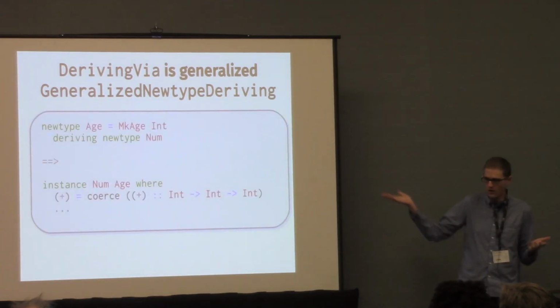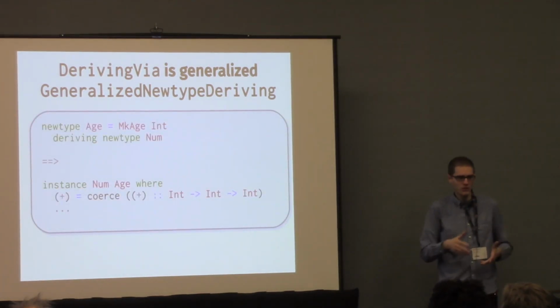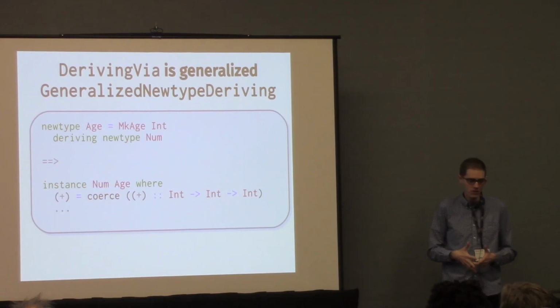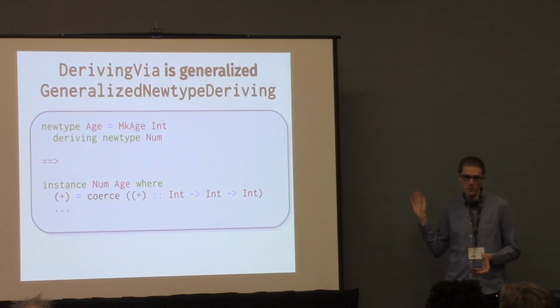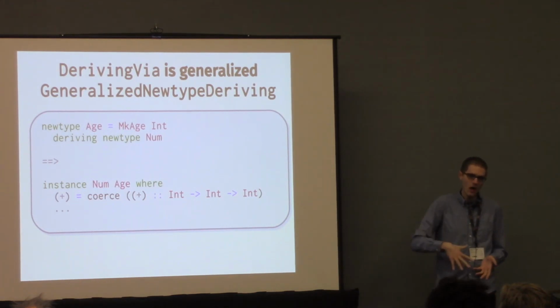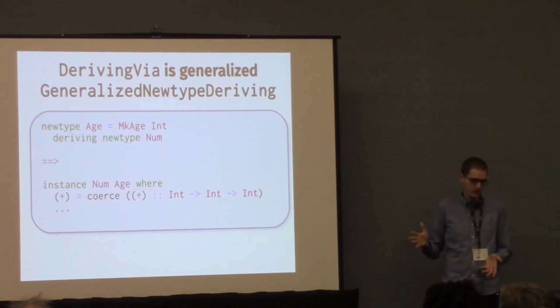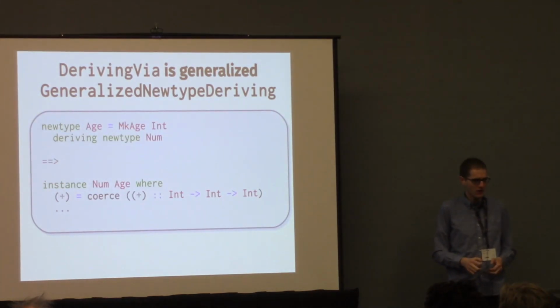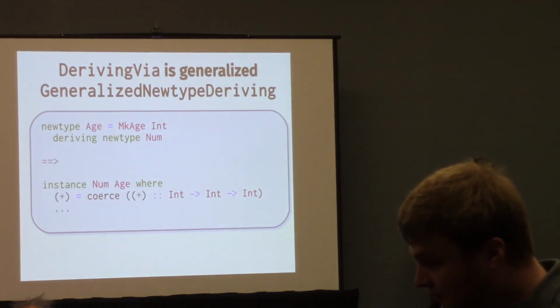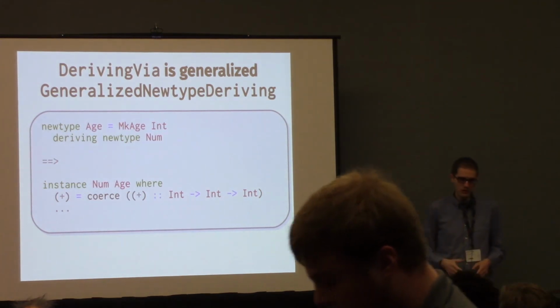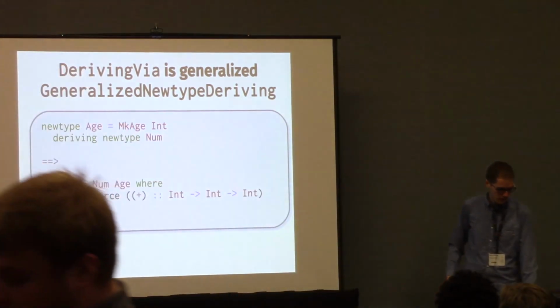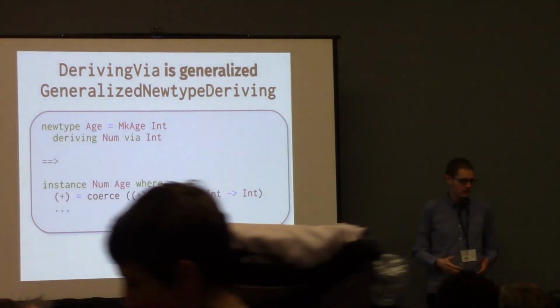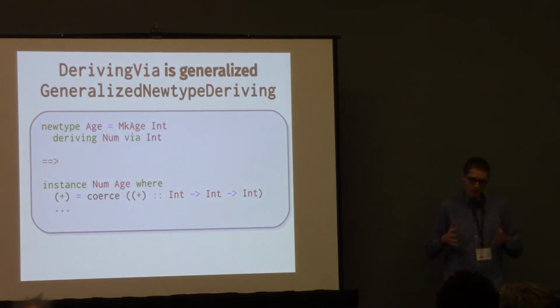To see how that works, here is an example of generalized newtype deriving using the deriving strategy syntax. Here's how you would use that to come up with a Num instance for Age by reusing the Num instance for Int. And you'll notice, if you stare at this code, that there is a striking similarity to the code that I just showed you for DerivingVia. That's not a coincidence. You can just as well express this by using DerivingVia and saying deriving Num via Int.